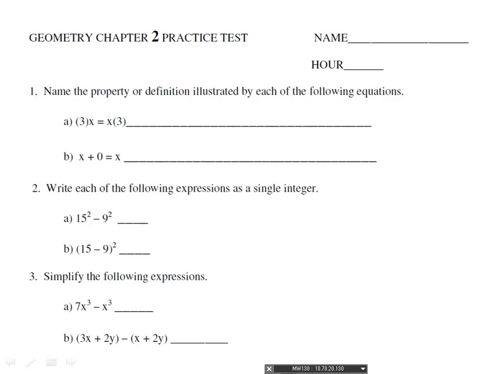3x equals x times 3, so this is an example of the commutative property of multiplication, where you just switch the order of things. You have known for some time that you can multiply 3 times 4 or 4 times 3 and get the same thing. So that's the commutative property of multiplication. Commutative, a French word, means to switch.